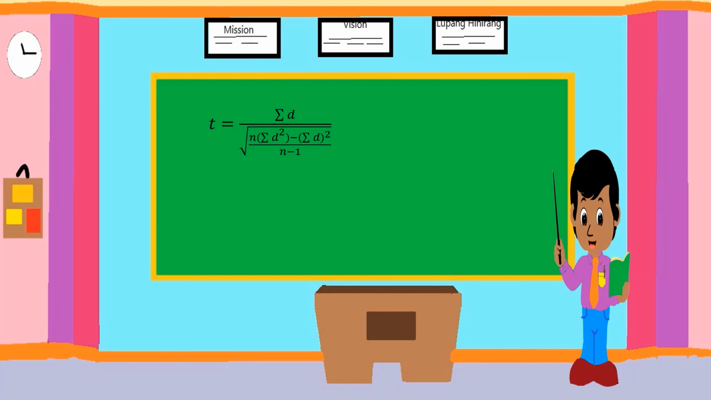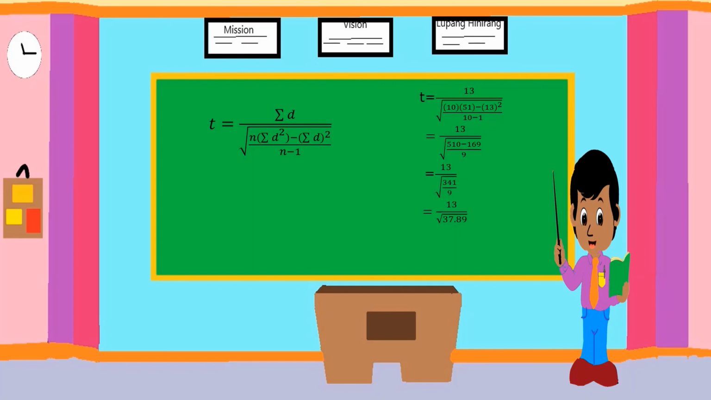So using the formula, we substitute our given. So t is equal to 13 all over the square root of 10 times 51 minus 13 squared all over 10 minus 1. Then simplifying it, we have 13 over the square root of 10 times 51 is 510 and 13 times 13 is 169, all over 9. And then 13 all over the square root of 341 over 9. Then we have 13 over the square root of 37.89. So that's 341 divided by 9.